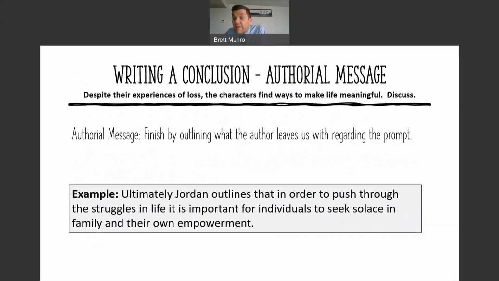And then lastly, you're leaving the assessor with something that provides that little bit of insight into your thought process and what you think the author is saying. In this case, the authorial message. This is what we're left with.